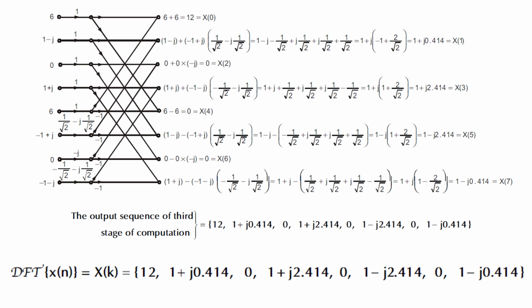And for the fourth line, 1 plus j will reach here, and this second value is minus 1 minus j multiplied with the twiddle factor, that is W83, which is minus 1 by root 2 minus j 1 by root 2, that will be reaching here. So after simplification, the value is 1 plus j 2.414. And the fifth line, the first input is 6, that will reach here, and this 6 into this minus 1 will be reaching here. So 6 minus 6, the value is 0.